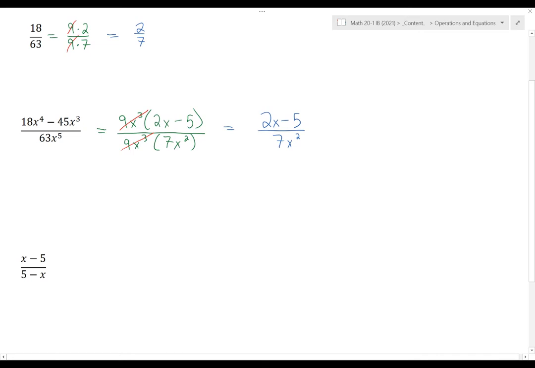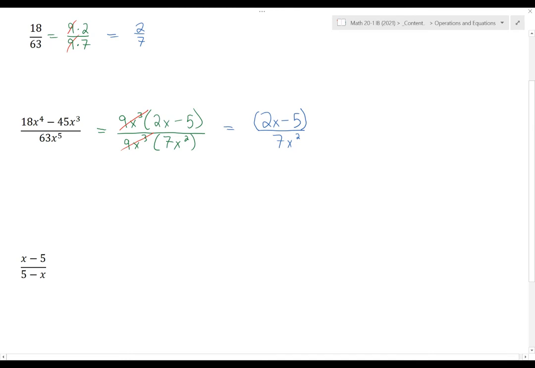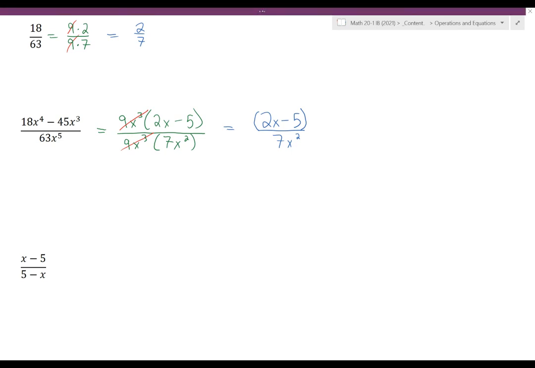Important to note that while the denominator here is 7 times x squared, so I could think of it as a factor of 7, a factor of x, another factor of x, this numerator 2x minus 5 is all one factor. It is one entire thing that can't be separated for canceling. We can only cancel entire factors. So even though, for example, there's an x in the numerator and in the denominator, they do not cancel. That is not a common factor of x.